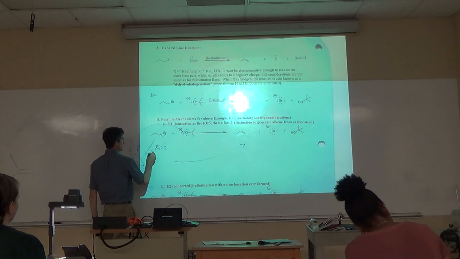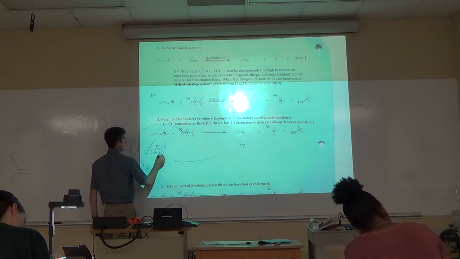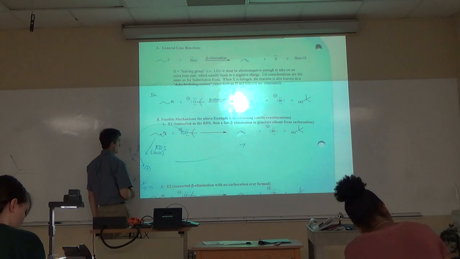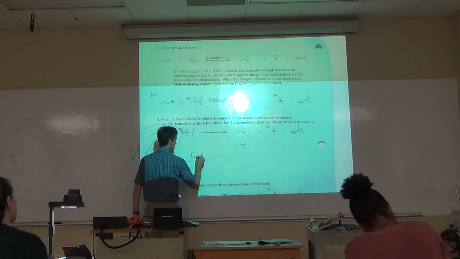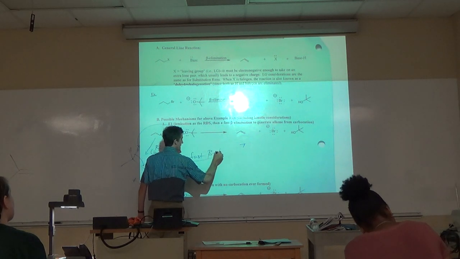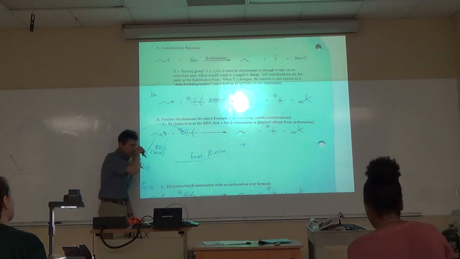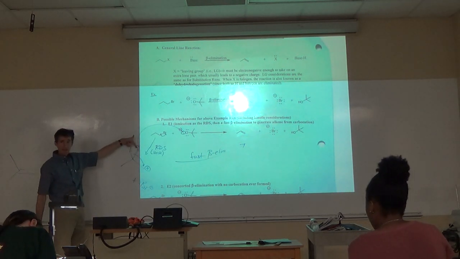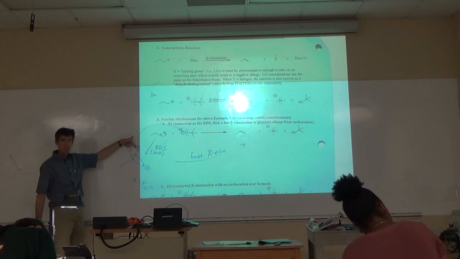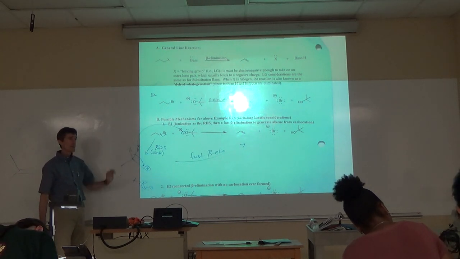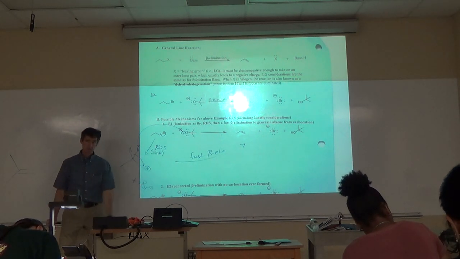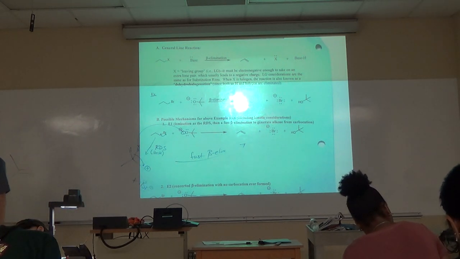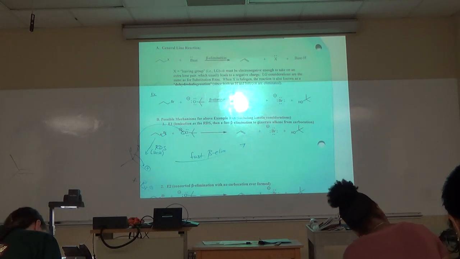The rate determining step was the ionization. We're going to call this second step a fast beta elimination. I was referring to the beta H being taken. That's going to be a fast step compared to the ionization. Ionization is a slow step. That's a great question.